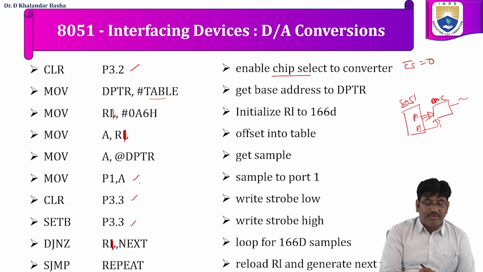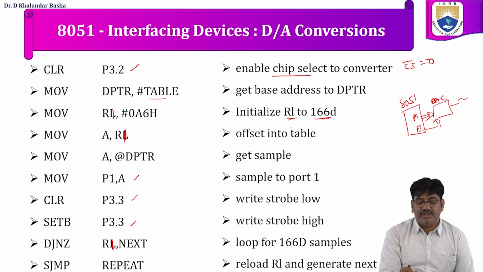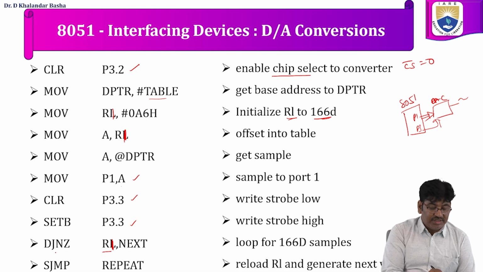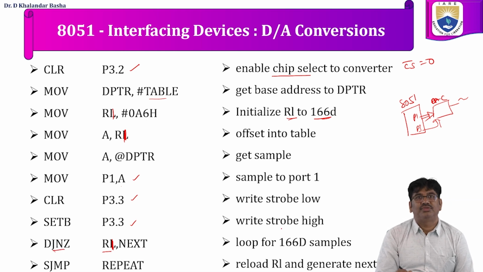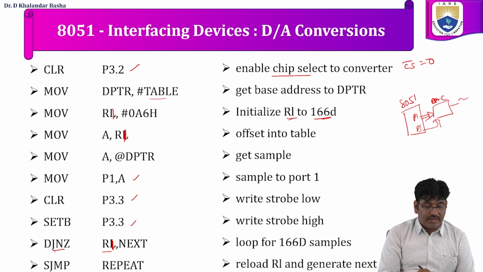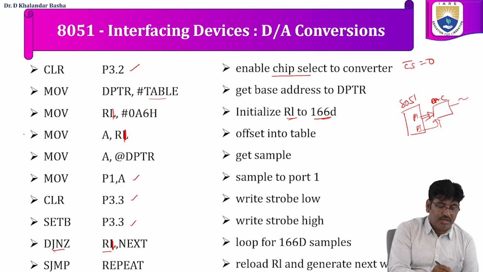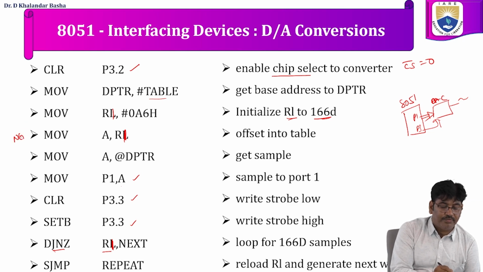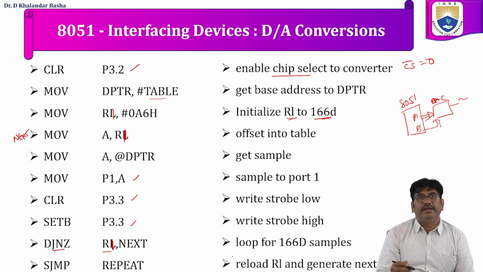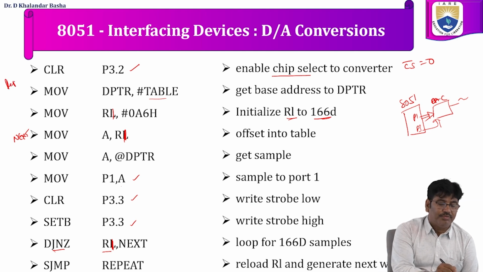Next, the number of samples is stored in the R1 register. As one sample is given for conversion, we decrement the R1 register. If it is non-zero, go to the next label where we pass the next sample. Next, SJMP repeat. Once the next sample is given, we write the next label, which is fetched for the repetition. For repeat, we start from the beginning.